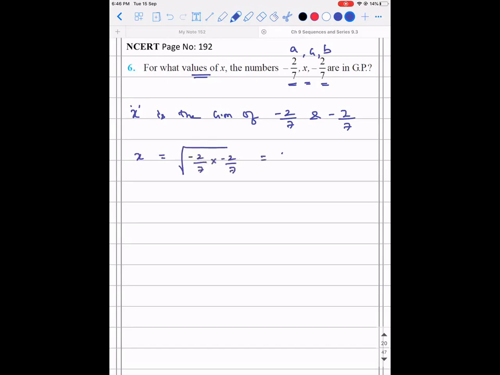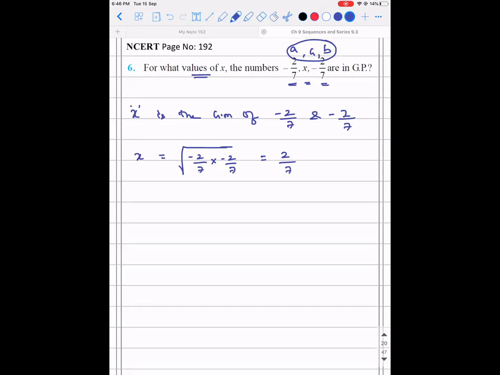Sir, how did you find its geometric mean? If three numbers are given, A1, A2 and A3, and that sequence is said to be in GP, then from the three terms, the middle term is what is called the geometric mean.